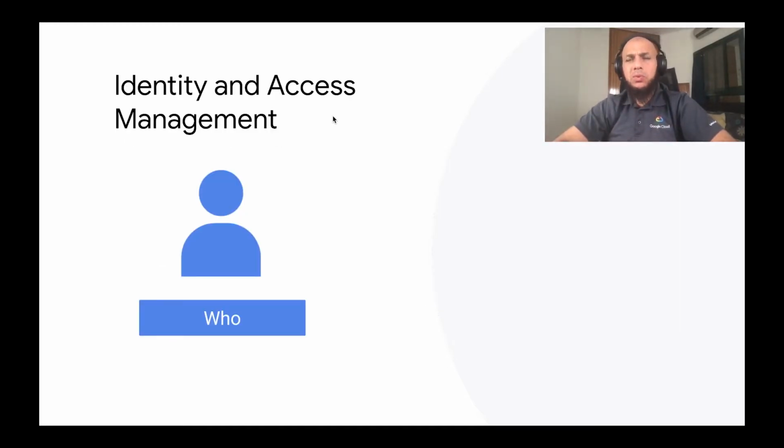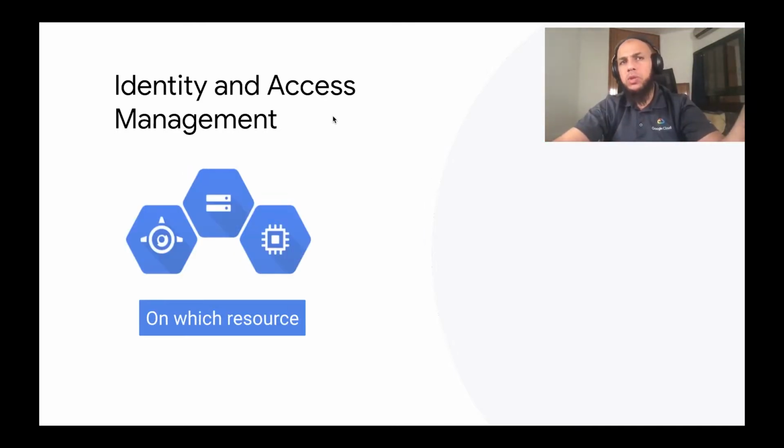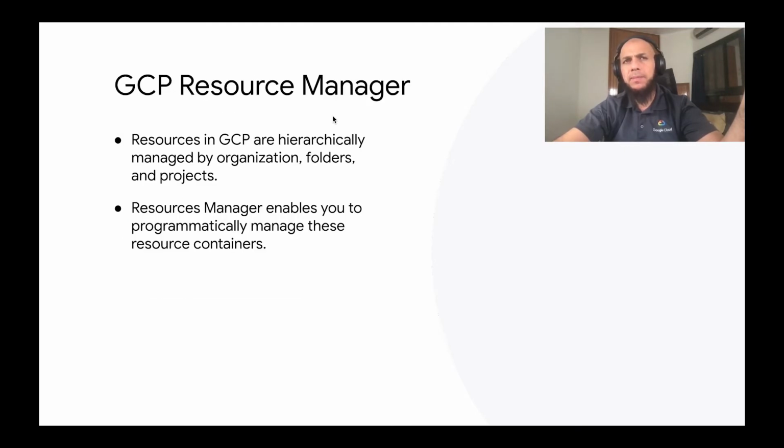So the tools that Google gives you in order to have that governance, in order to be able to give access to people, is what we call Identity and Access Management, or in short, Cloud IAM. And Cloud IAM, basically, is three components: who can do what on which resource. And these are the three items of Cloud IAM and how to manage access in GCP.